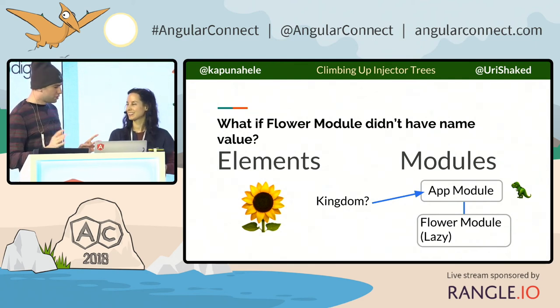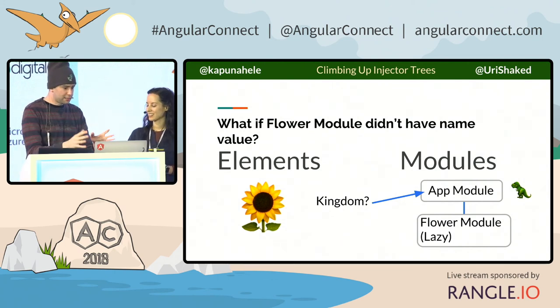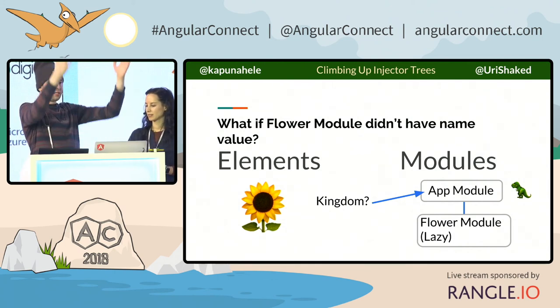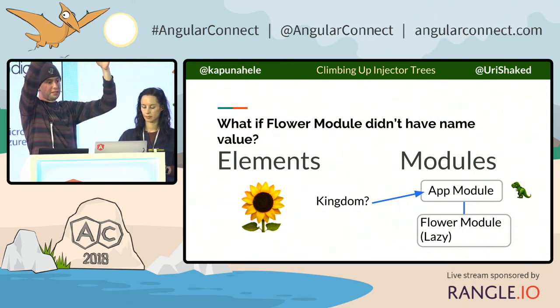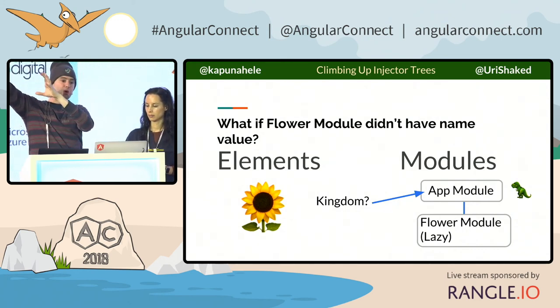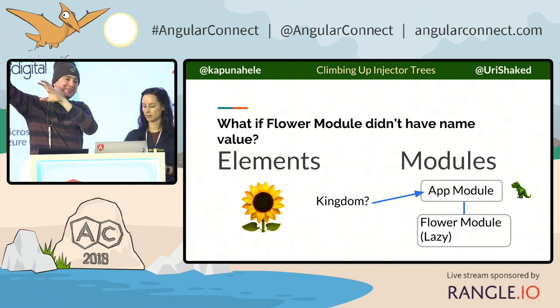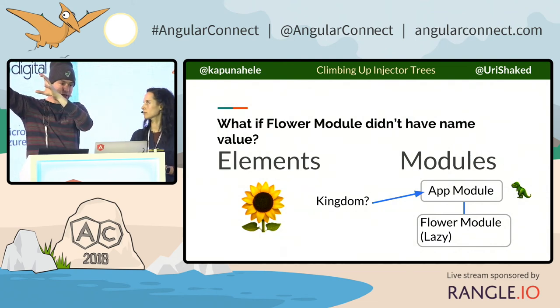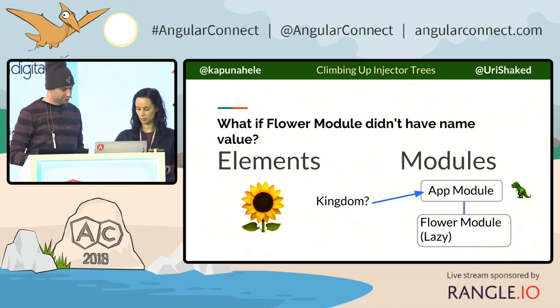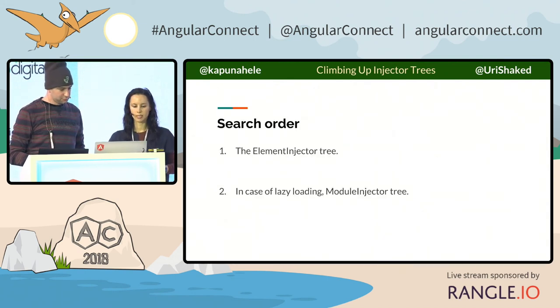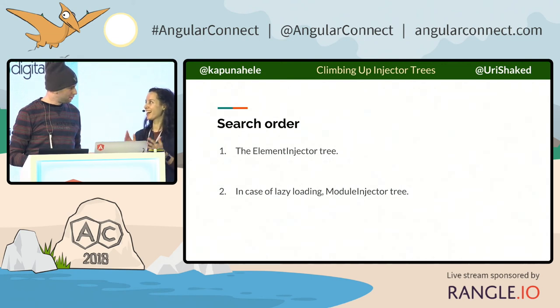So basically what I can take from here is that we have an element injector, which we search first going up, and then if we don't find a dependency there, we look at the lazy module where the component was defined, and we start looking from there, going up the module tree. That's right. So there's a search order. First, we go through the element injector tree. In case of lazy loading, like you just said, the module injector tree. That's what I've just said. You got it. Thank you.